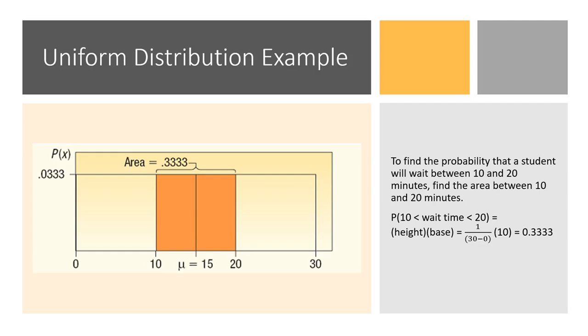Now we want to know the probability that a student will wait between 10 and 20 minutes. So now what we're looking at is this particular area highlighted in the middle of the graph. So 5 minutes below the mean and 5 minutes above the mean. Remember, we're still trying to find the area of that section under the curve. So the width of this is now going to be 10, but the height is still 1 out of 30. So 1 out of 30 times 10 gives me a 1/3 chance that the student wait time is going to be within that portion.